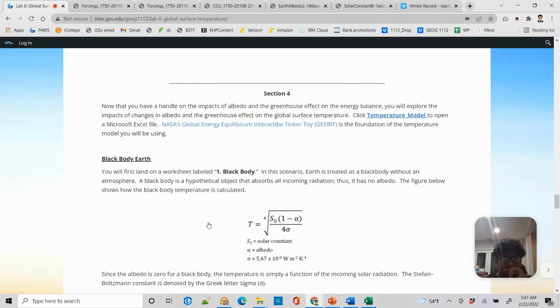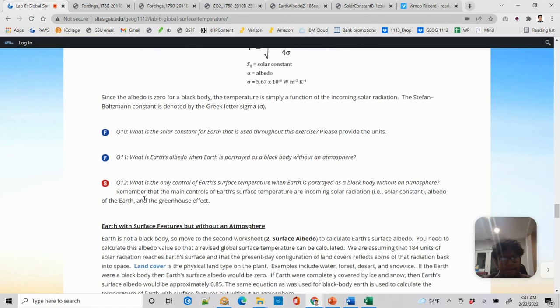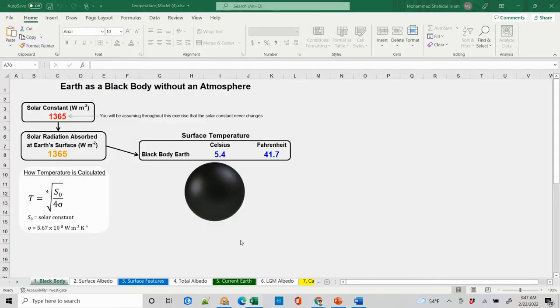So, okay, there will be a question about that. What is the solar constant for Earth that is used throughout this exercise? Yeah, I already told you. And please power the units. The unit is watt per square meter. What is the Earth's albedo when Earth is portrayed as a black body without an atmosphere? So answer it from here.